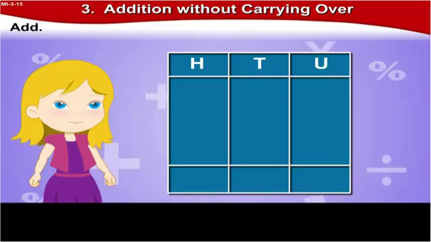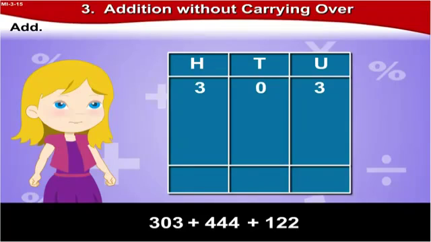Now the third sum, 303 plus 444 plus 122. First we'll arrange them in vertical order, writing HTU. 303 would be 3 hundreds, 0 tens, 3 units, plus 444 would be 4 hundreds, 4 tens, 4 units, plus 122 would be 1 hundred, 2 tens, 2 units.